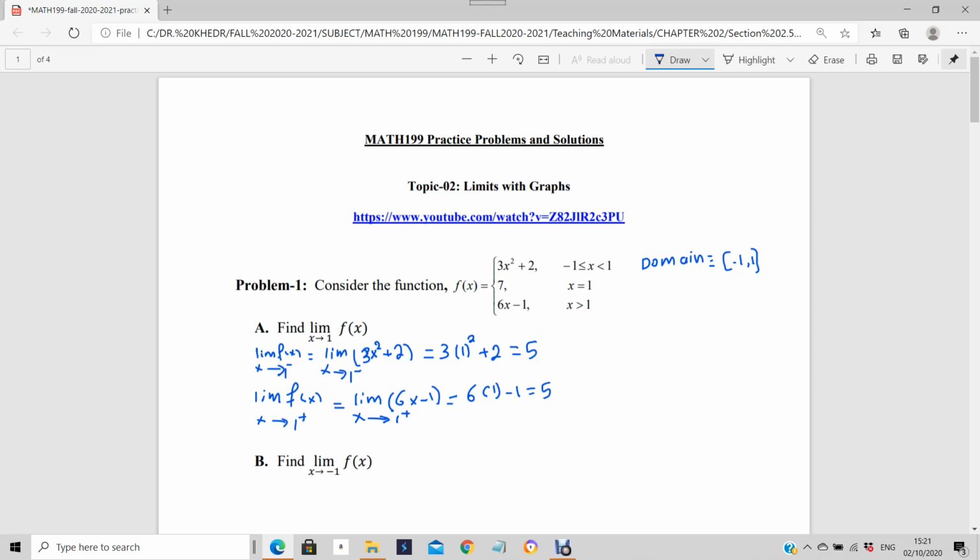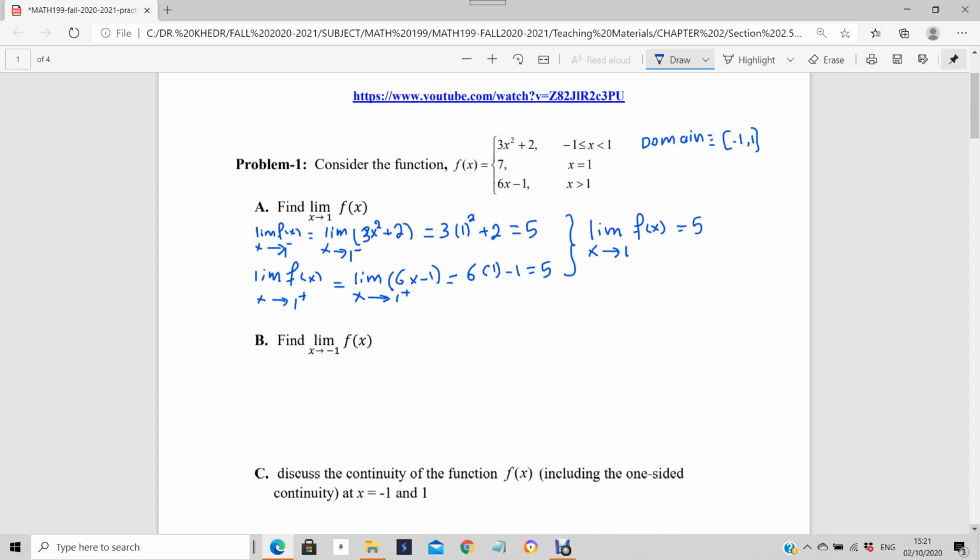You can see here the left side limit is 5, the right side limit is 5. So the conclusion here is the limit of the function is also 5. So this is the limit of the function.